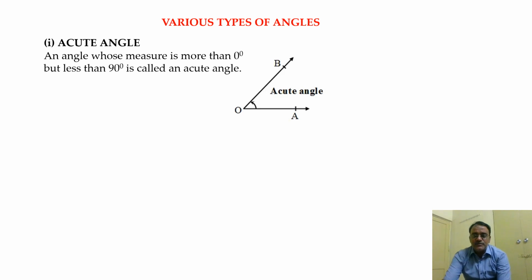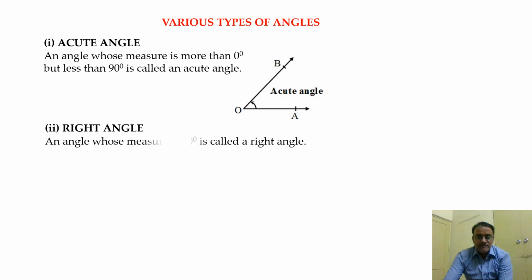Now let us move towards the second type of angle, right angle. Right angle is the angle whose measure is exactly equal to 90 degree. So this is the figure of right angle.